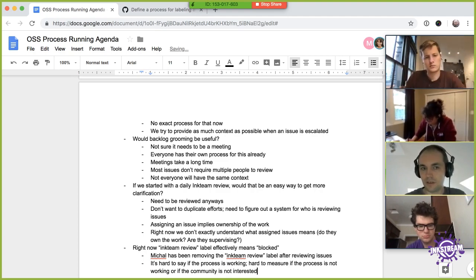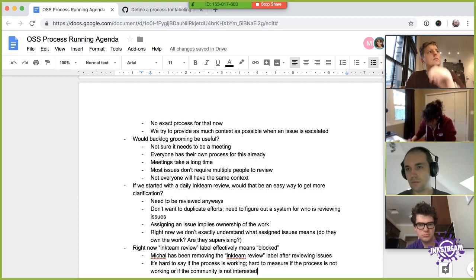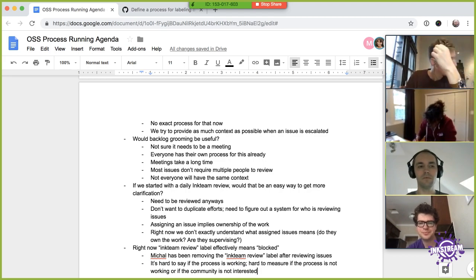Okay. So I guess the thing that would be interesting is figuring out there seems to be a break point where the level of effort to explain an issue exceeds the level of effort to just fix it. And so I think the first thing we'd want to figure out is what level of clarity is required for someone to complete an issue without having to get additional context.